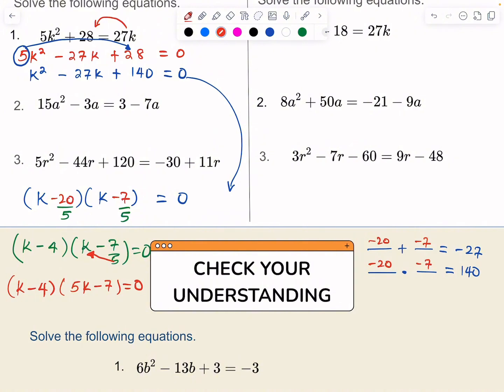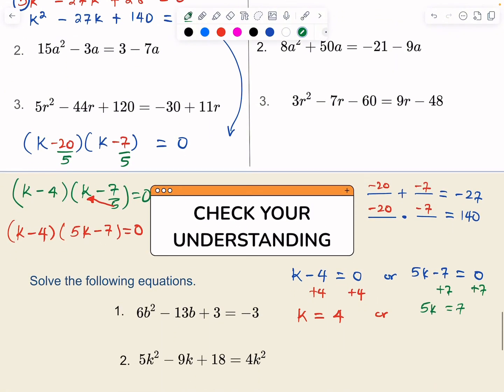Now, I can use my zero product property that we saw earlier, which means I will say k minus 4 is equal to 0, or 5k minus 7 is equal to 0. And then I solve for k. Solving for k, I have plus 4 right here, plus 4 right there, and then my k will be equal to 4. Or on the other side, first thing I want to do is add 7 to both sides, and then I have 5k is equal to 7. And now what will be my k?